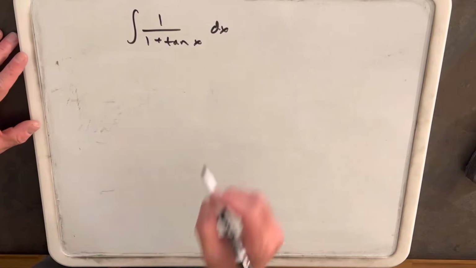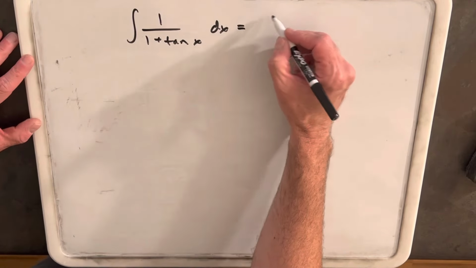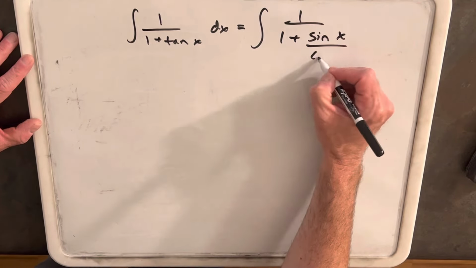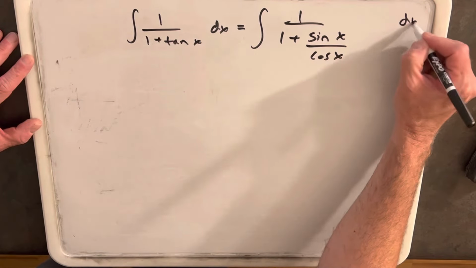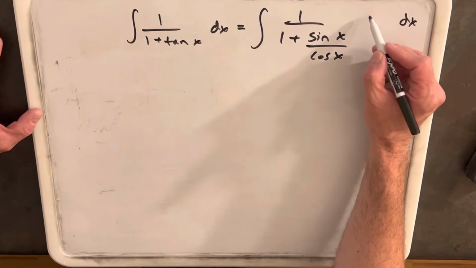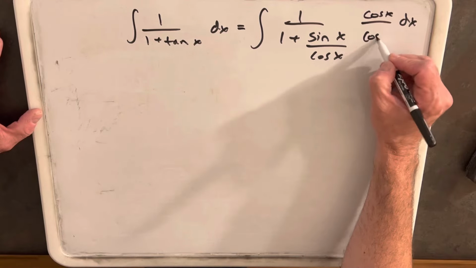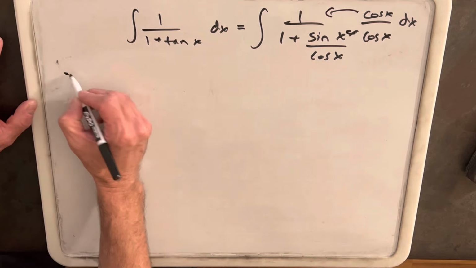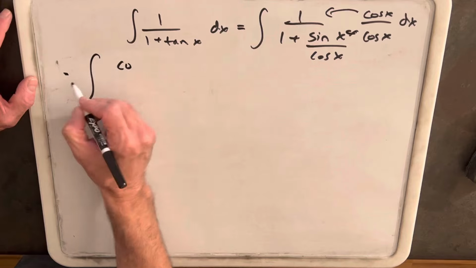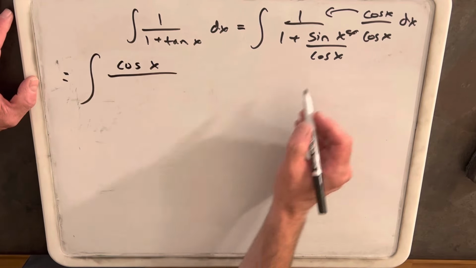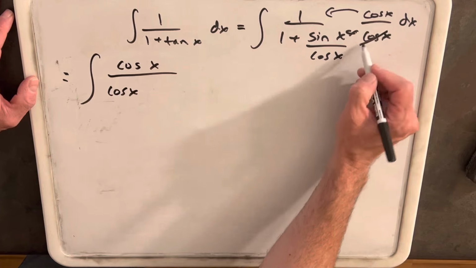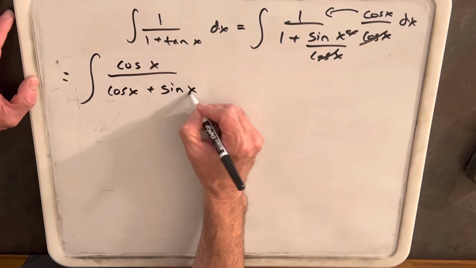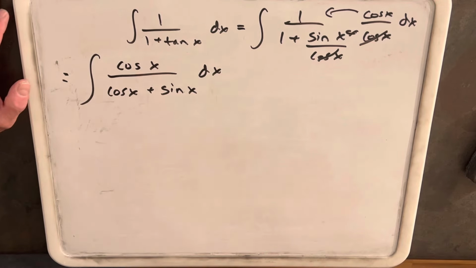So to get started, I'm going to write the tangent as sine over cosine. So we'll write the integral of 1 over 1 plus sine x over cos x dx, and I'll leave some space because what I want to do is multiply the numerator and denominator by cosine of x. So we'll multiply this in here, and let's rewrite this. So we'll have a cosine x in the numerator, this one will cancel, and so in the denominator we just have cosine x plus sine of x, and this will be dx.